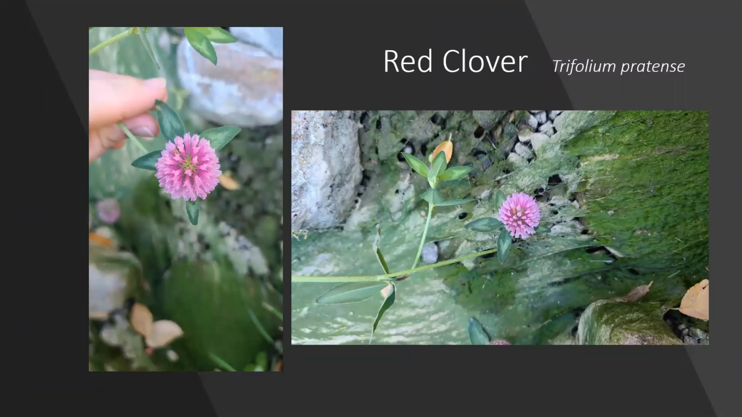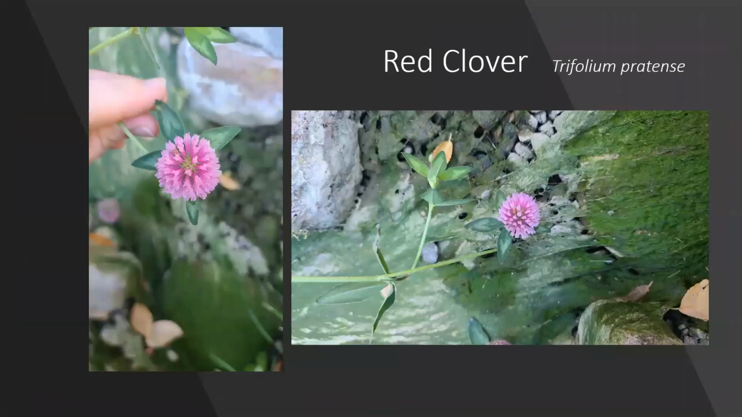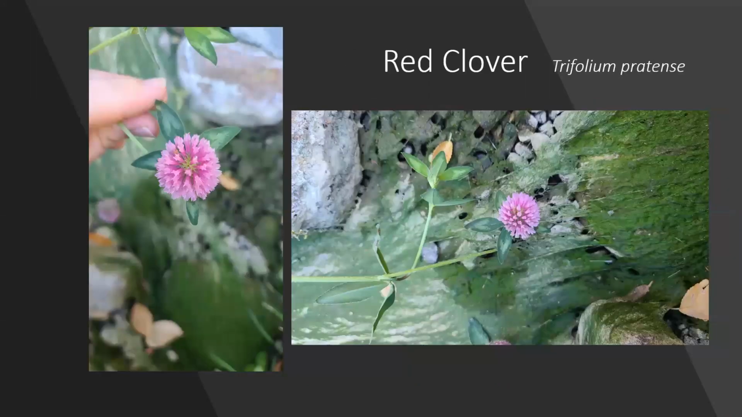Yeah, so these are the pictures I took of the red clover before I realized I had two different clovers. You can see those white markings on the leaves here, and the groups of three. And again, this is zigzag clover. You can see how the zigzag clover is skinny and narrow with the leaves, and then the leaves on the red clover have that white marking and they're whiter.